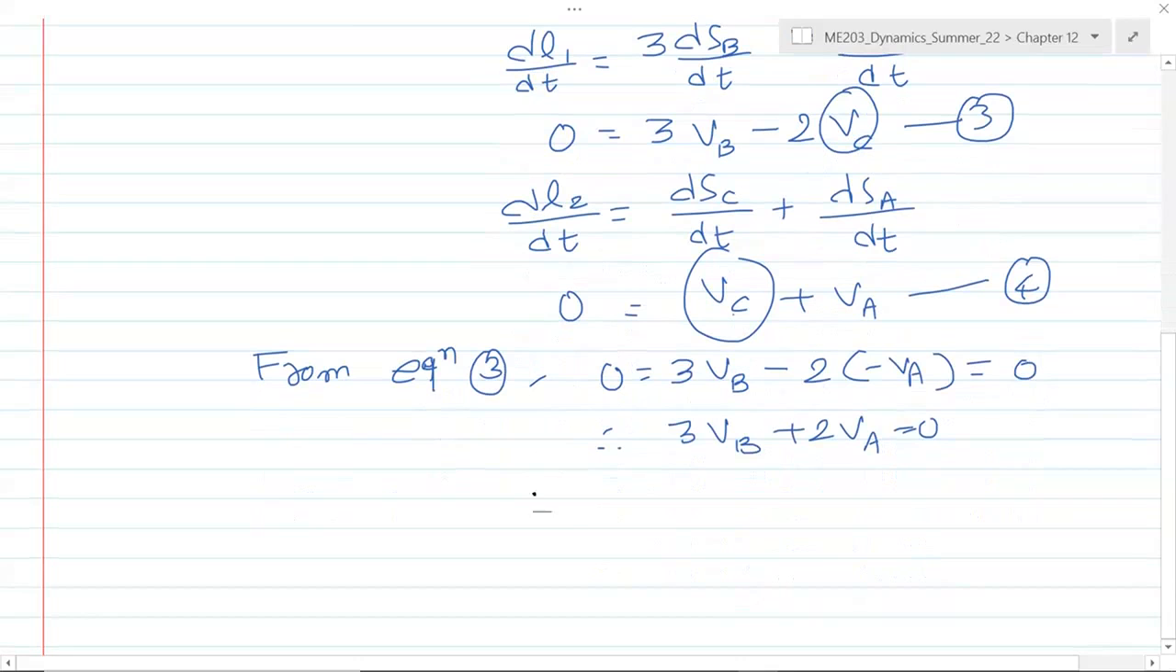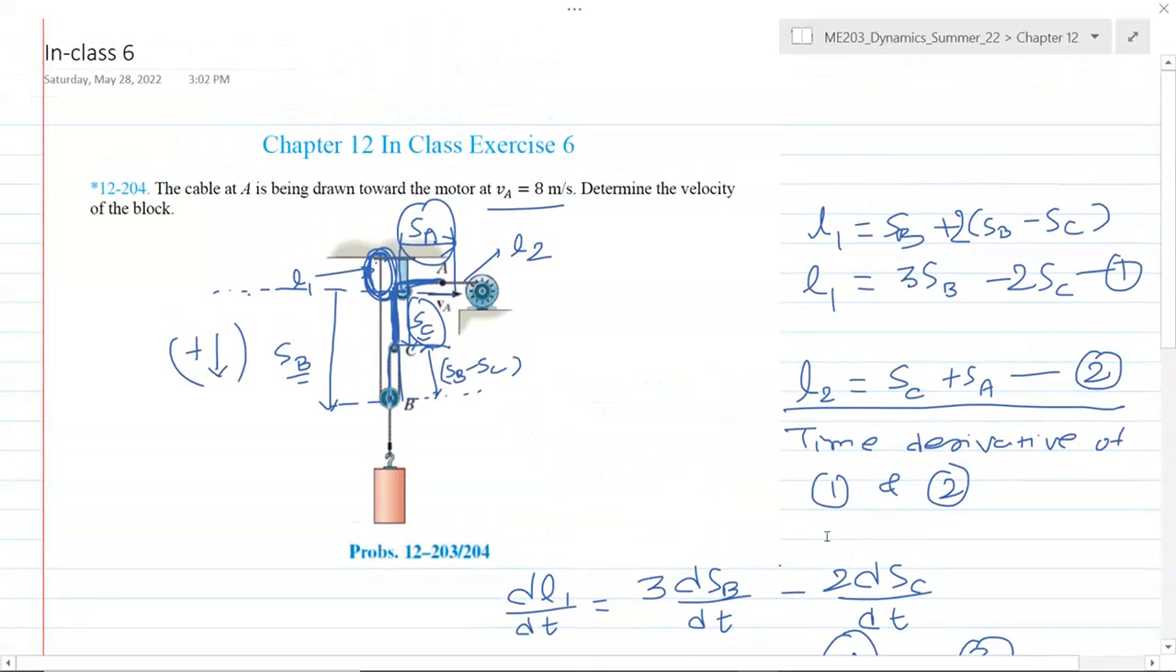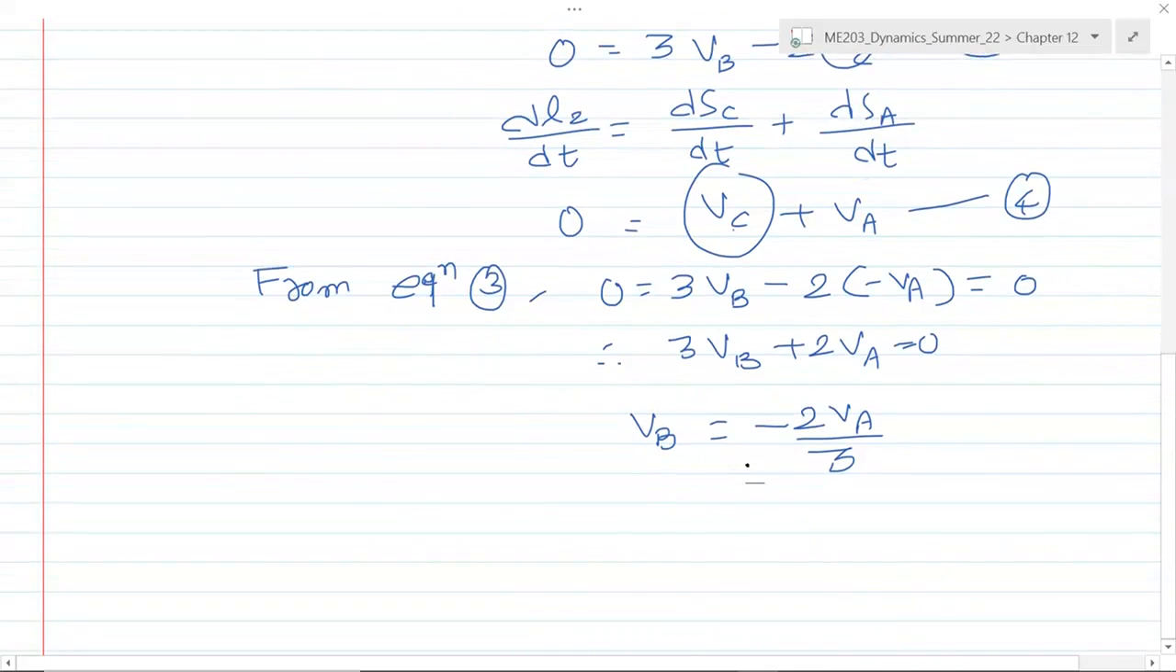So this is very important for us to know because this equation relates velocity of B with velocity of A. So VB is minus 2 times VA divided by 3. And that's what we were looking for. So we have been given velocity of A and we need to determine the velocity of the block, which is attached to pulley B. And since they are attached with the fixed cord, velocity of pulley B and block are the same. So now we can substitute the given value of VA here, which is 8. So the answer is minus 5.33 meters per second.